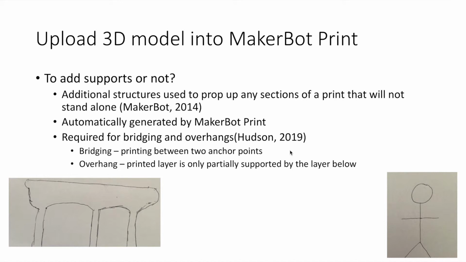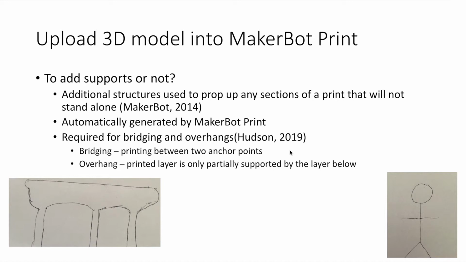Whether you use one of the 3 preset settings on MakerBot Print, you will have to decide if you need to add supports or not. So supports are additional structures that are used to prop up any sections of a print that can't stand alone. They're going to be automatically generated by the slicer MakerBot Print, so you don't have to worry about designing them.